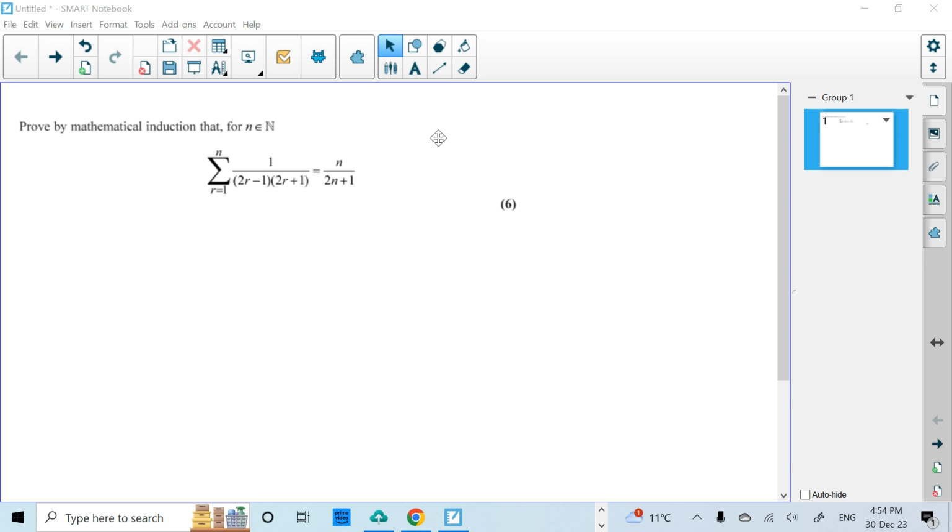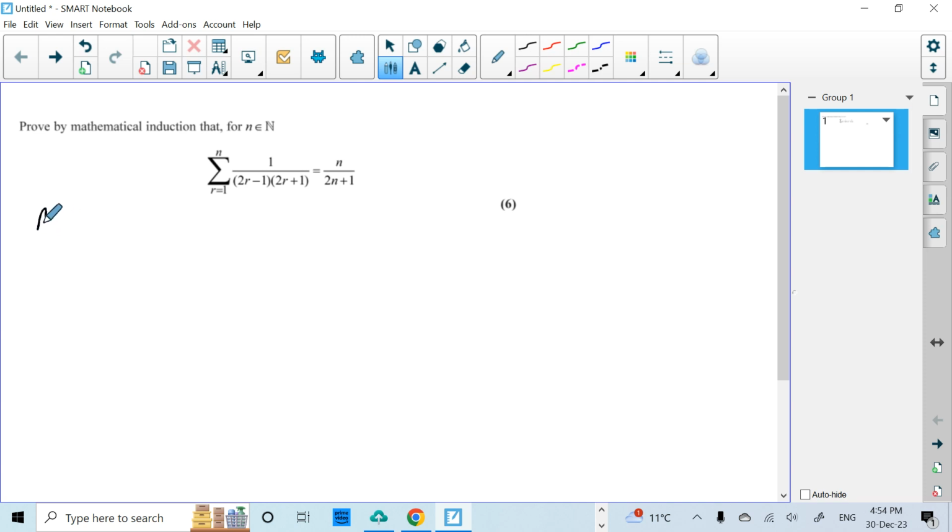Prove by mathematical induction that for all values of n, we have this situation, for 6 marks. So, how do we get started? Well, we have our 4-step procedure for proof by mathematical induction: basis, assumption, induction, conclusion. I repeat, basis, assumption, induction, and then conclusion.